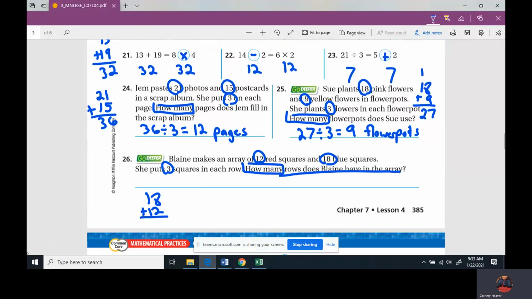Jackson, 8 plus 2 is 0. Carry your 1. 1 plus 1 plus 1 is 3. So she has 30 squares, Jackson, and she puts 3 squares in each row. How many rows is she going to have, Jackson? Ten rows.